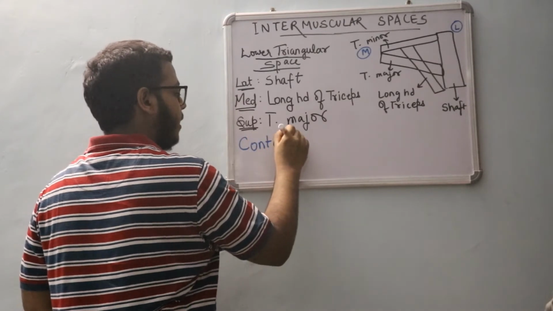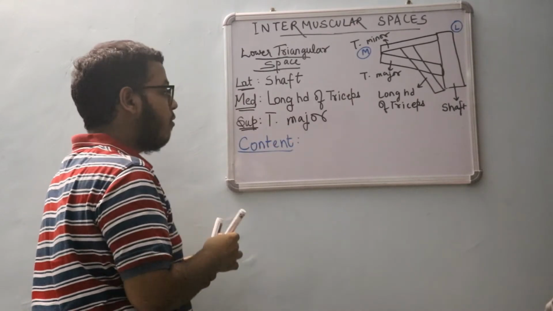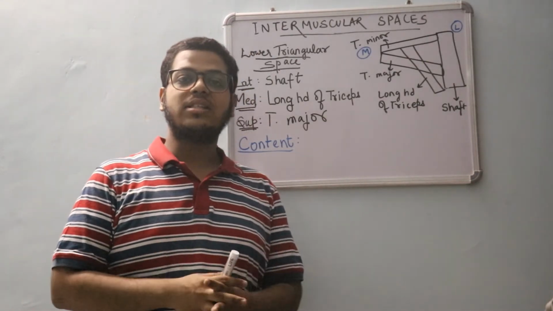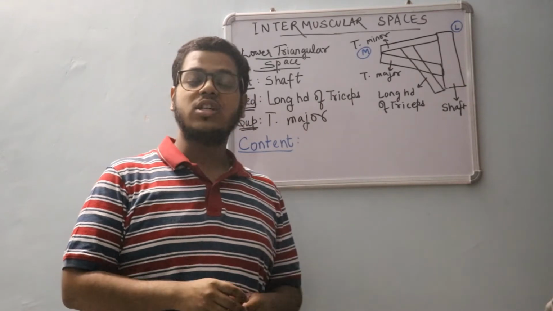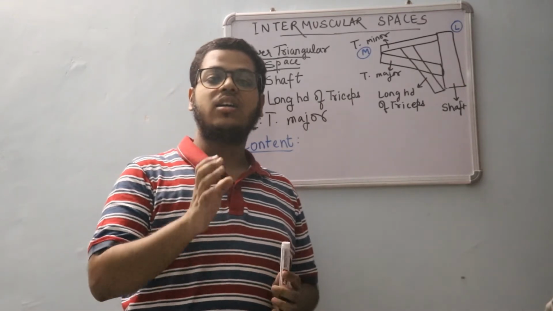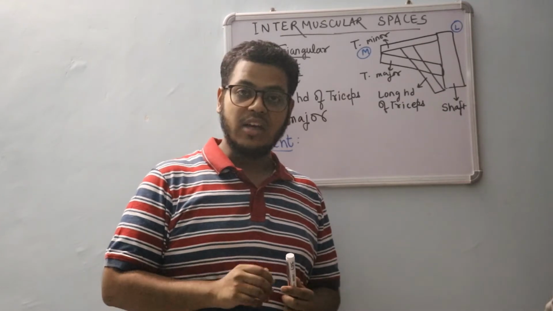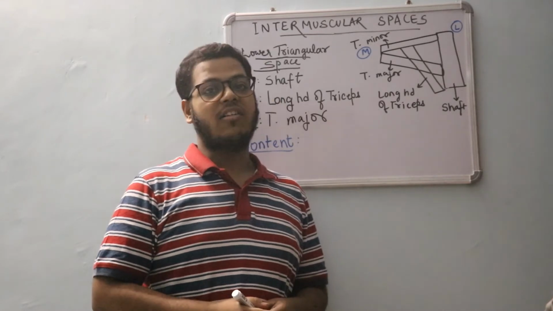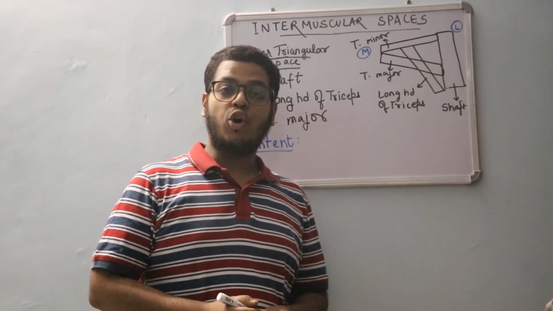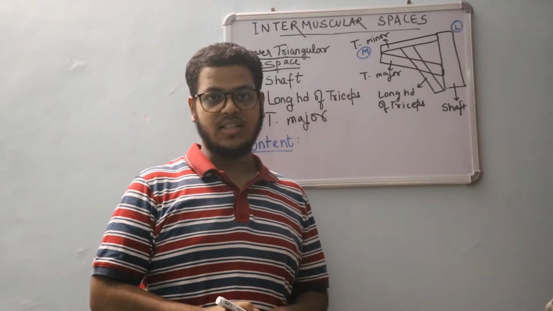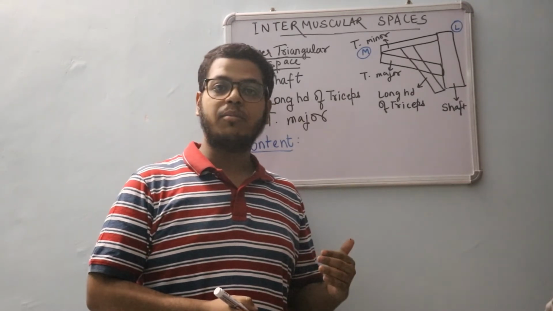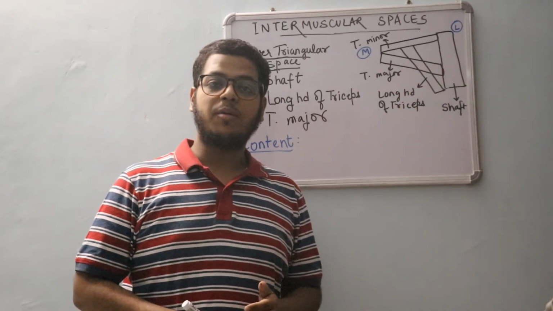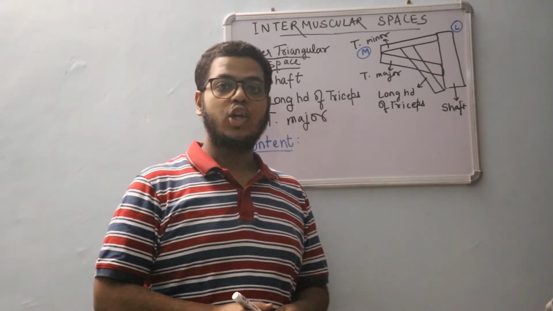Now what is the content? We have two contents of the lower triangular space: the radial nerve and the arteria profunda brachii. Arteria profunda brachii is the first branch of the brachial artery, and the radial nerve is the branch of the posterior cord of the brachial plexus. The two of them exit the anterior compartment via the lower triangular space, come into the posterior compartment, and then pass into the radial groove.